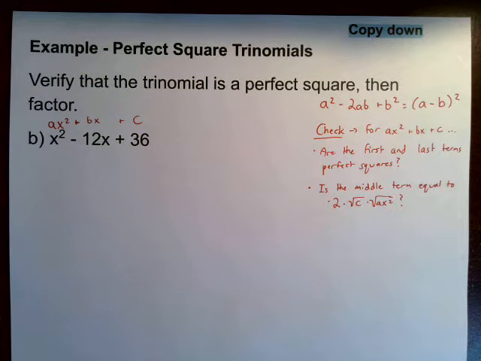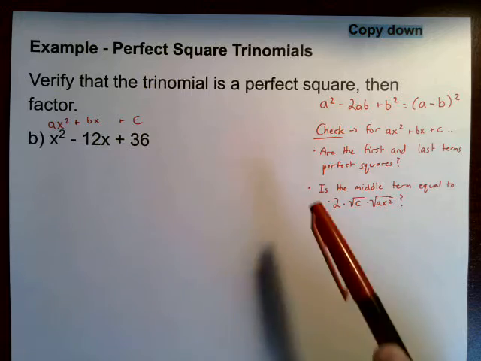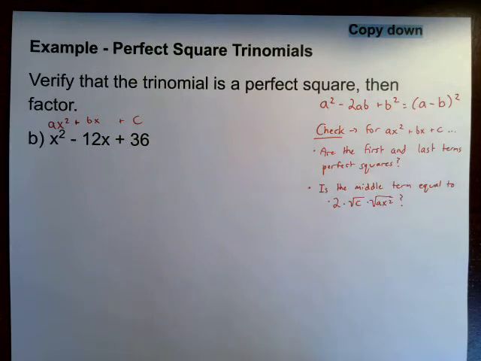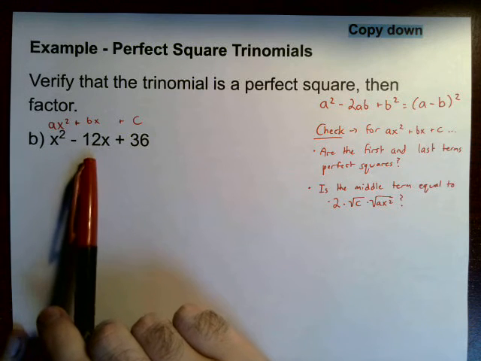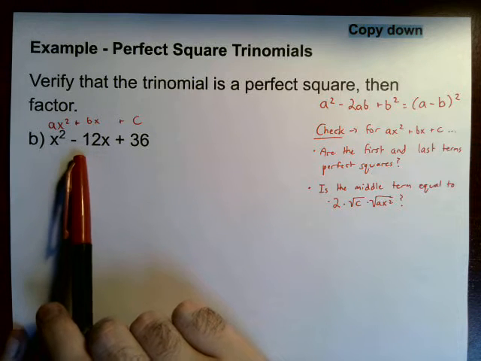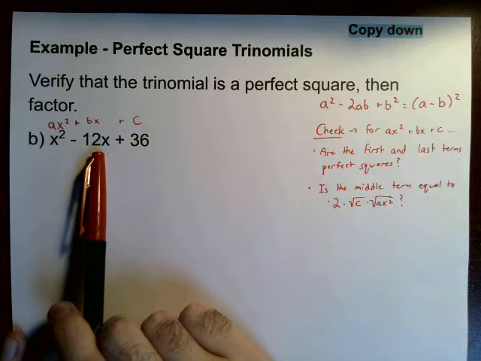So we're going to work through another example of a perfect square trinomial and how you can verify that it's a perfect square and then factor it. The only difference in this case compared to the previous one was that the middle term in the first example was a positive and now it's negative.